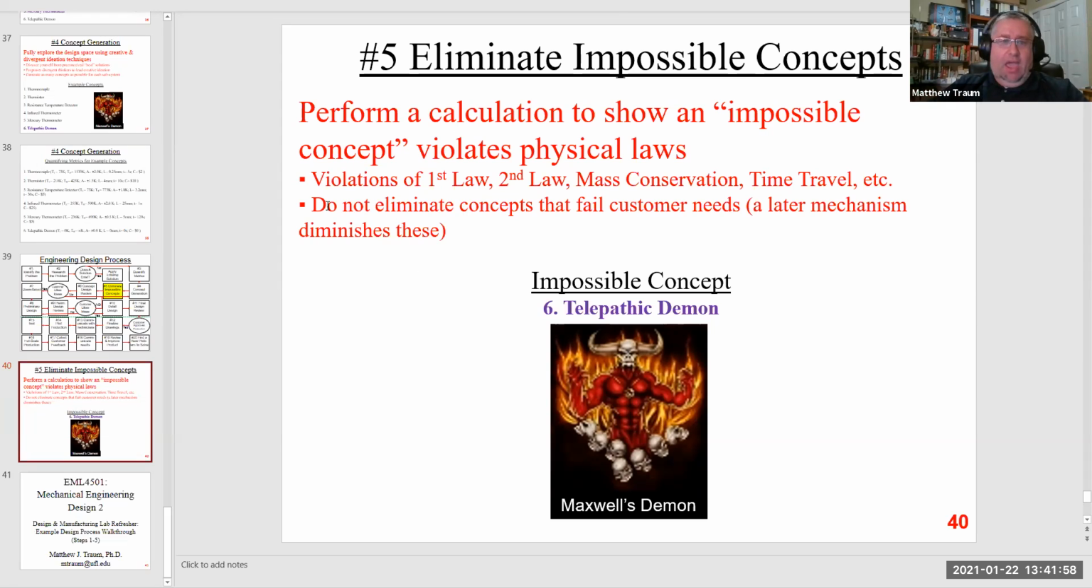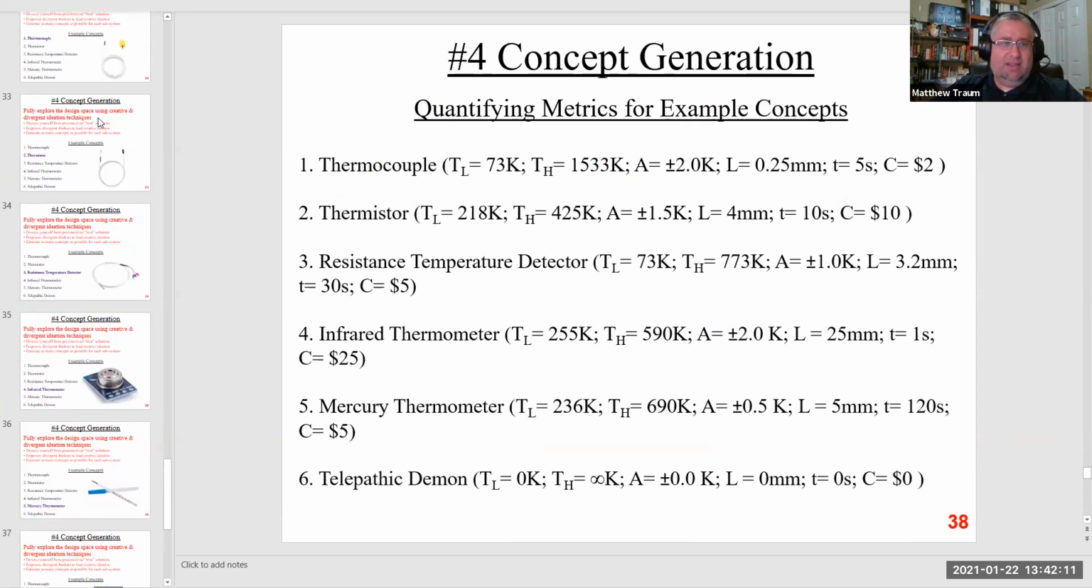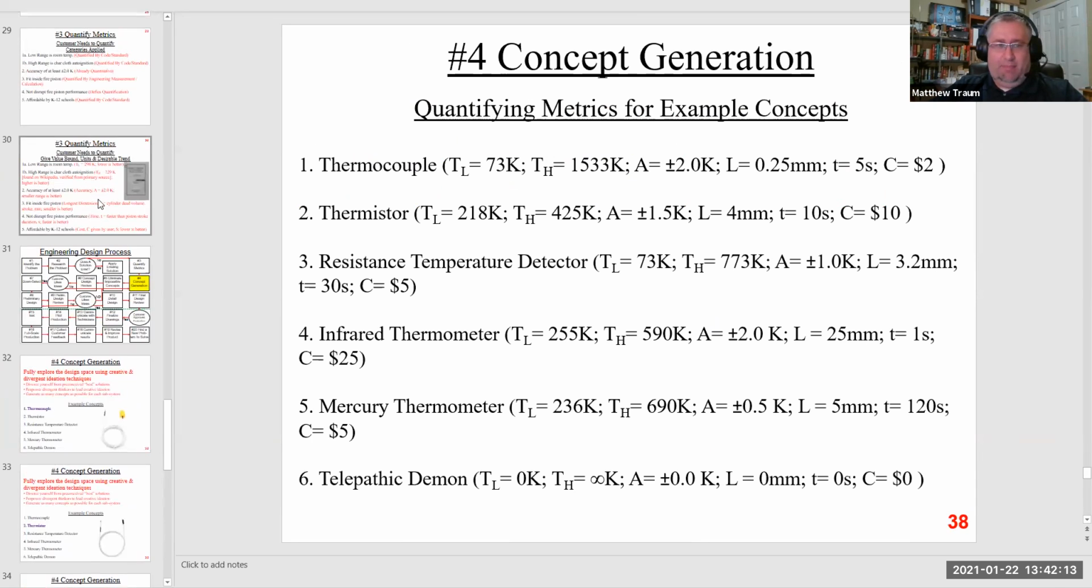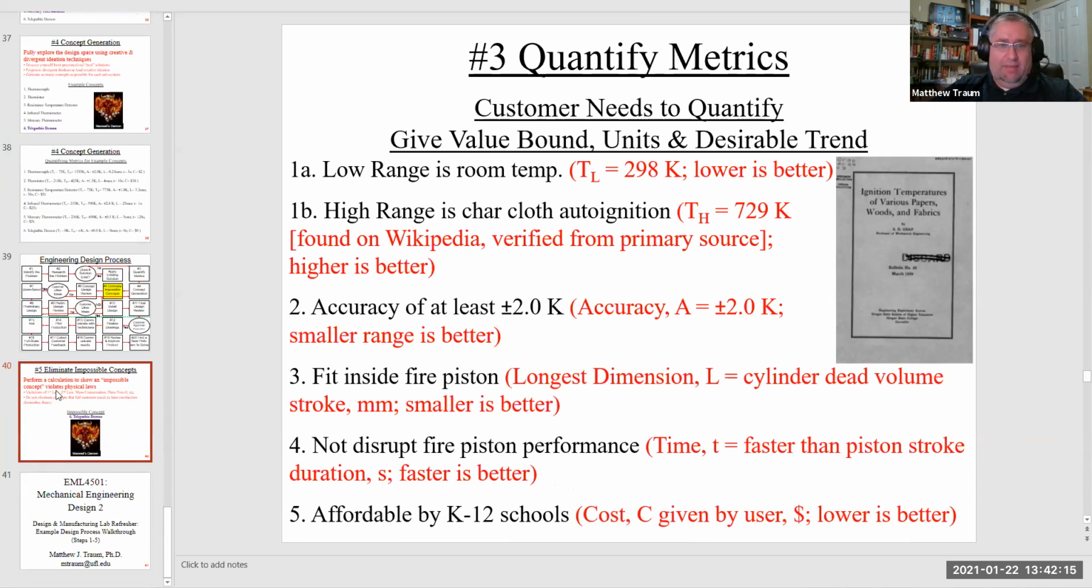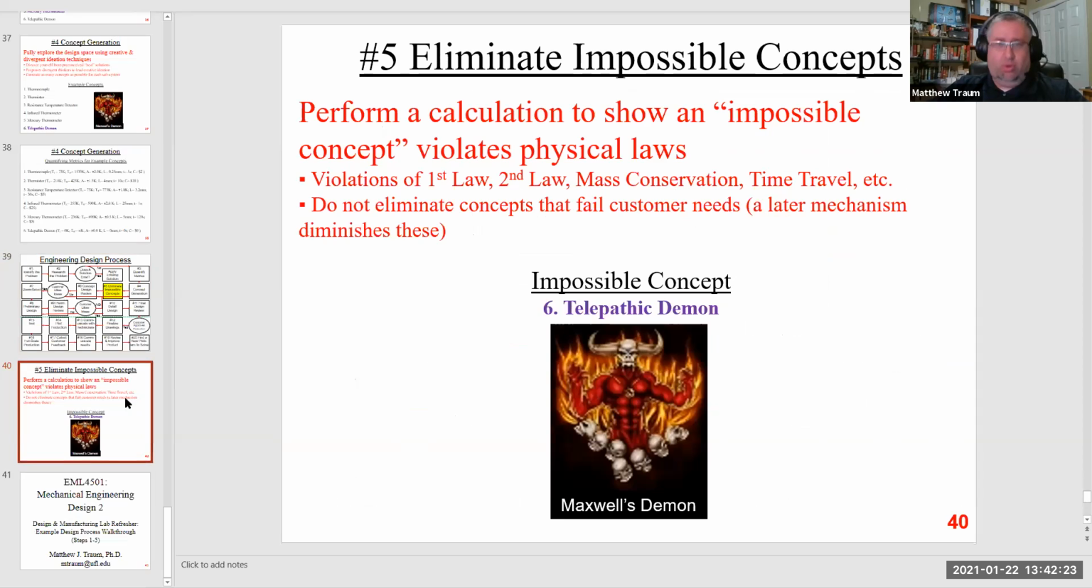But at this stage, you do not eliminate concepts that fail to meet the customer needs, right? So a lot of these are either too big or too slow or don't have the accuracy range to meet the metrics that I set before. I do not eliminate them in this step. I eliminate them in step 7, which is down selection. I only eliminate truly impossible concepts at this phase.